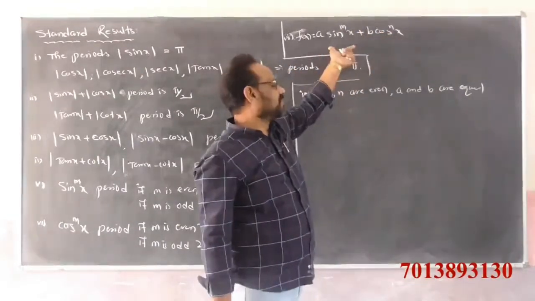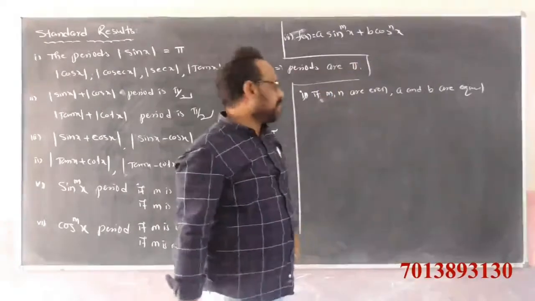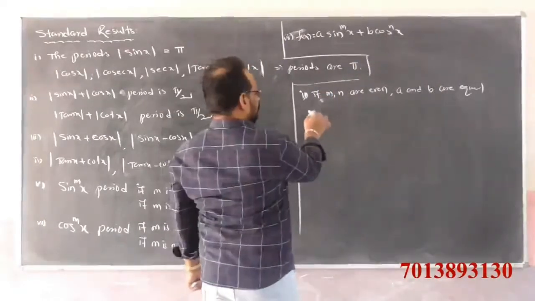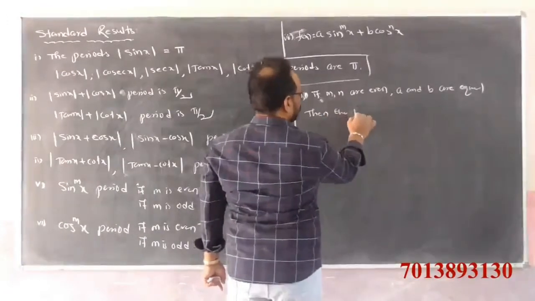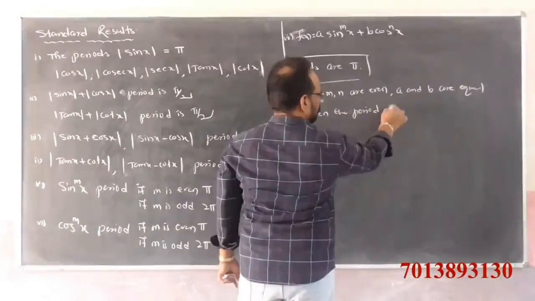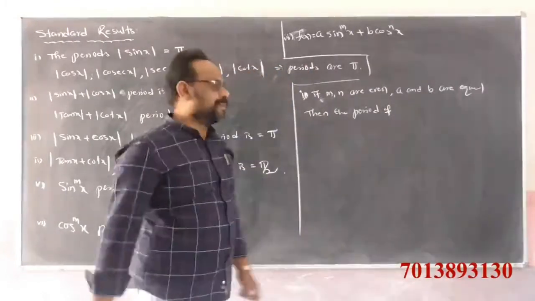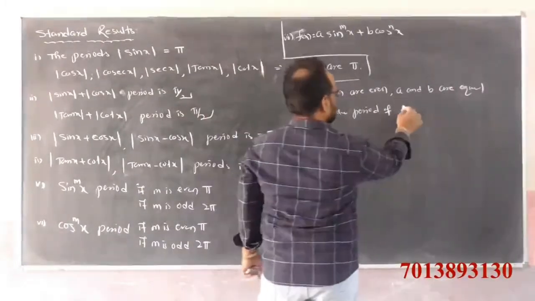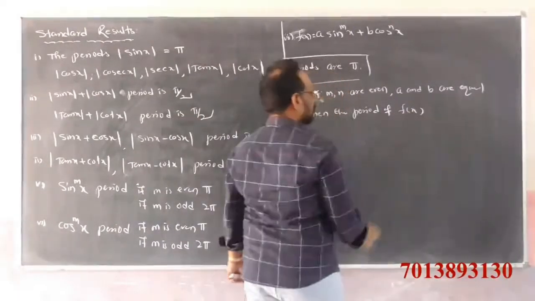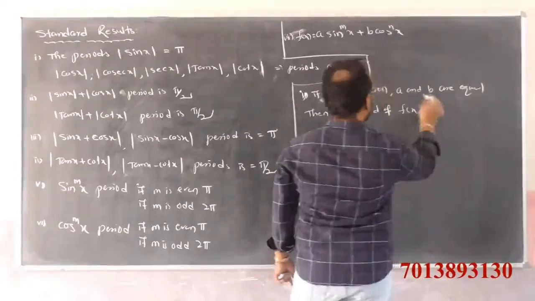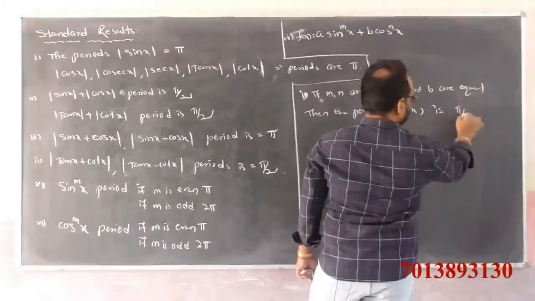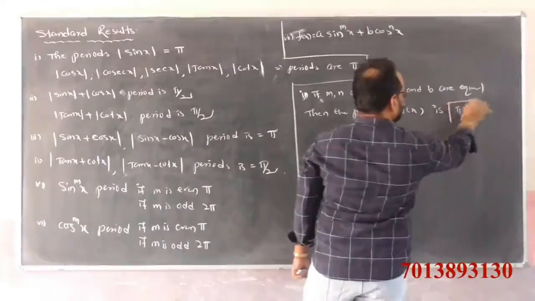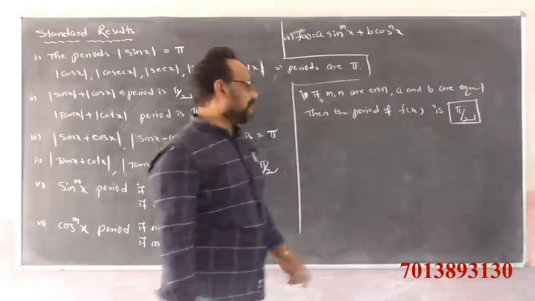What does the period mean clearly? Here the period is pi by 2. Then the period of f of x is clearly pi by 2.